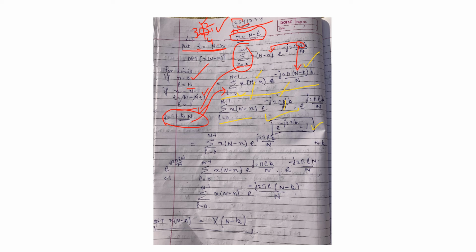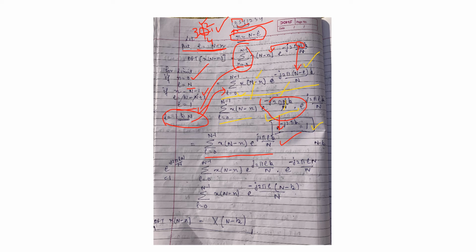We proved it in the last property. So this factor will be equal to 1. Okay, so we are left with summation l is from 0 to N minus 1, x of n minus N, e raised to power j 2 pi l k upon N. So now we know l is equal to N minus n, x of n minus 1, e raised to power j 2 pi l k upon N.